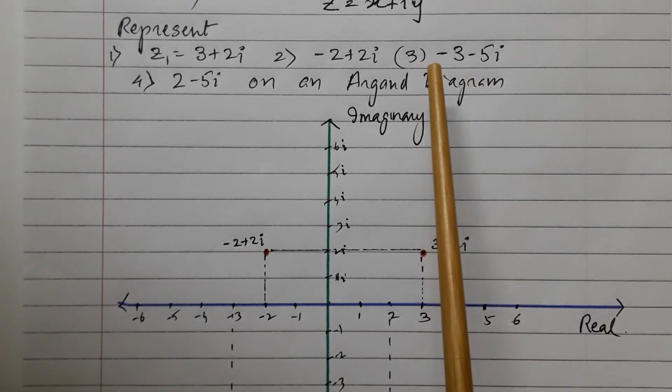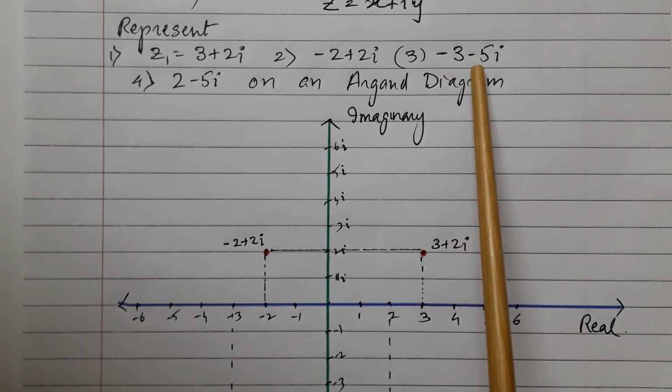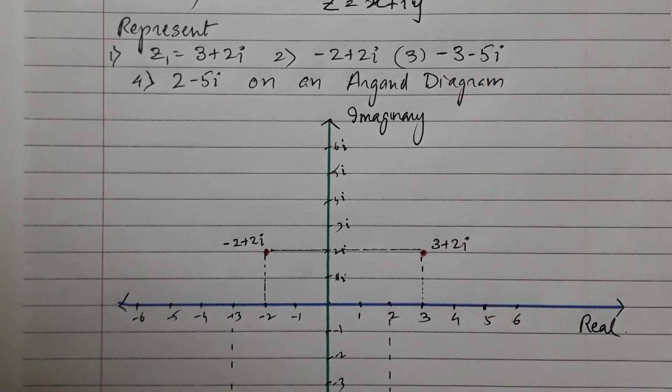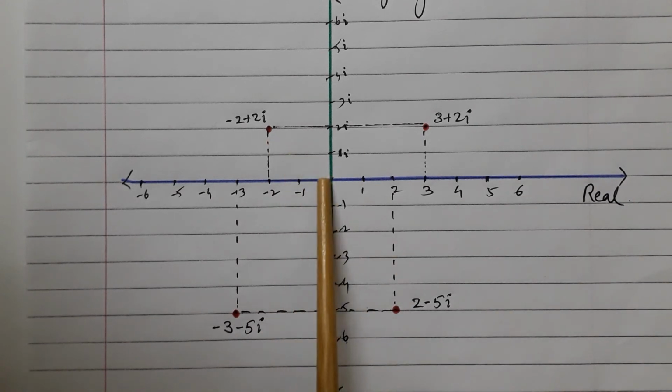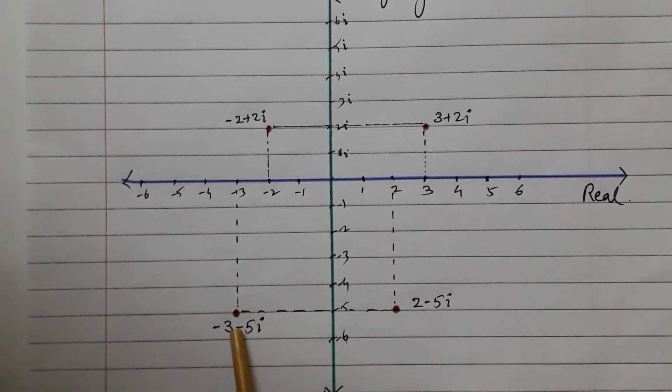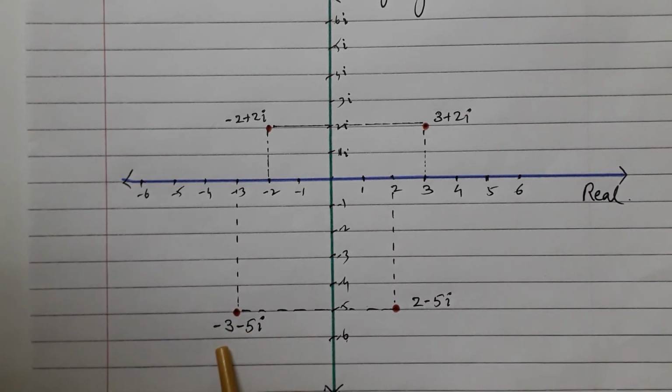Now, the third complex number, negative 3 minus 5i. This is represented here, negative 3 and 5 units below. So this particular point is the position of the complex number negative 3 minus 5i.